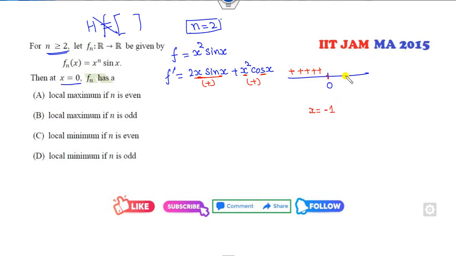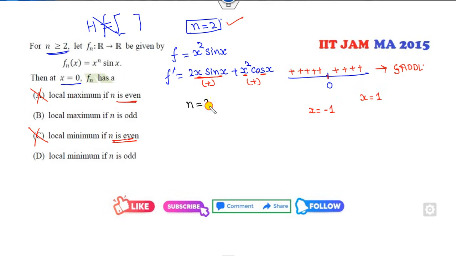Take any number greater than 0, say x equal to 1. Sin 1 is positive, this is positive, this is positive. What does it mean? It is neither a maxima nor a minima. That means it's a saddle point. So when n is even, it is neither maxima nor minima.